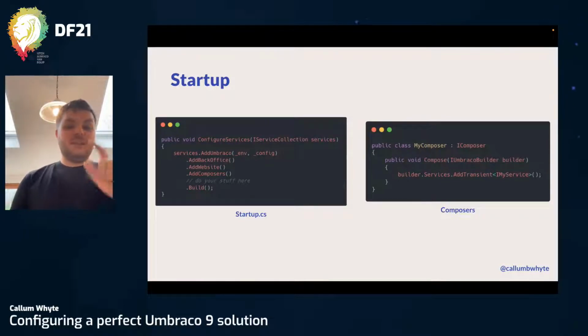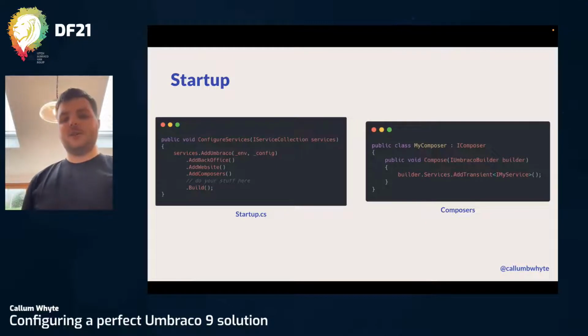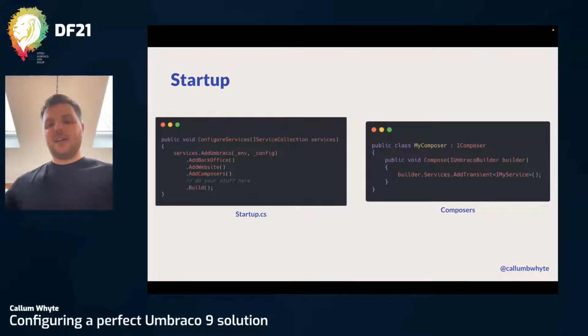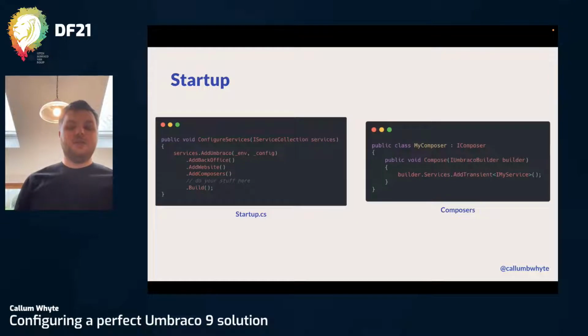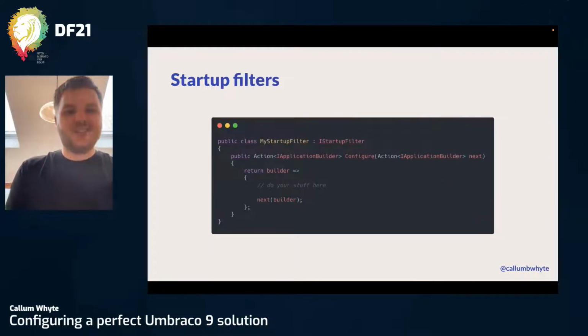The alternative is putting these kinds of things in a static extension method. So you could have just one line in your Startup.cs that says add application, and it would do everything that your application needs to do within that static method. But we're preferring the composers in this case. It also keeps a bit of familiarity for devs, being able to work from Umbraco 8 and 9 in a similar way. There's another slightly more hardcore option here, which is called a startup filter.